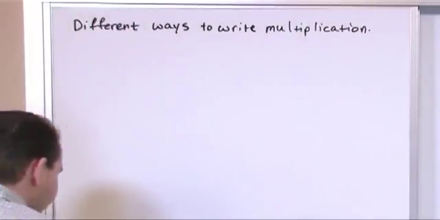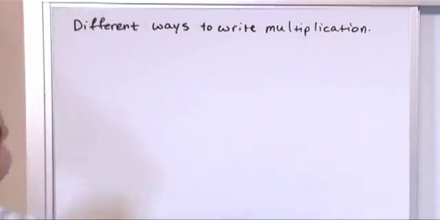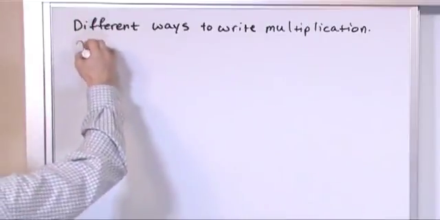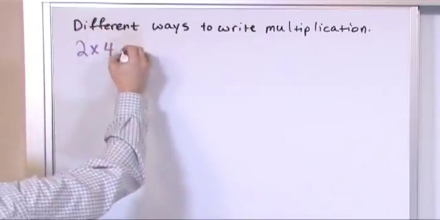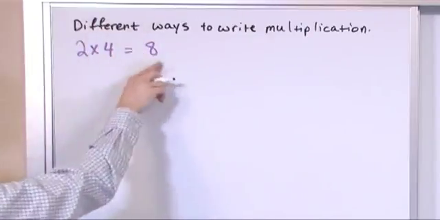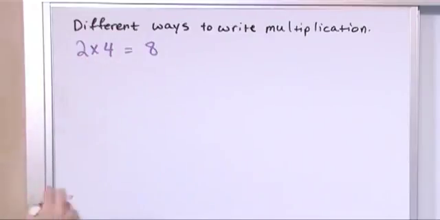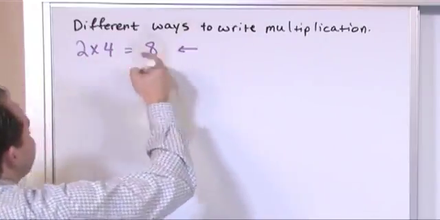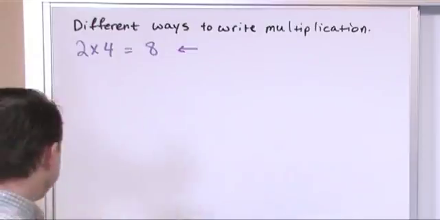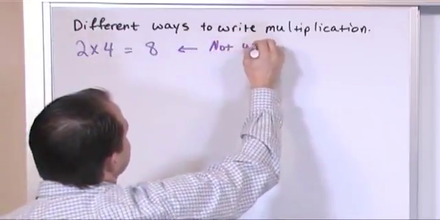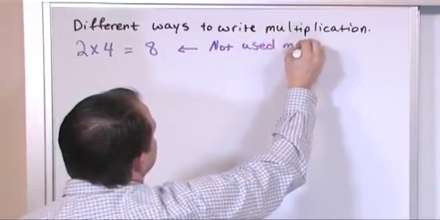There are a couple of different ways that you've probably seen in your book to write multiplication. The first way is the way that you've been doing all your life: 2 times 4 will equal 8. This little x here means multiplication, right? Well, it turns out that you're not going to use this way very much. I'm just putting it on the board for completeness. So, not used much.